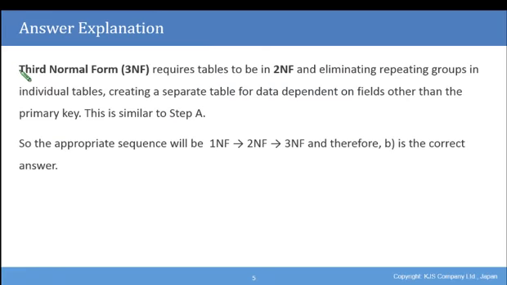Finally, we come to our third normal form, or our 3NF. This requires tables to be in 2NF form and eliminating repeating groups in individual tables, creating a separate table for data dependent on fields other than the primary key. This is similar to step A, so the appropriate sequence will be 1NF, 2NF, 3NF.